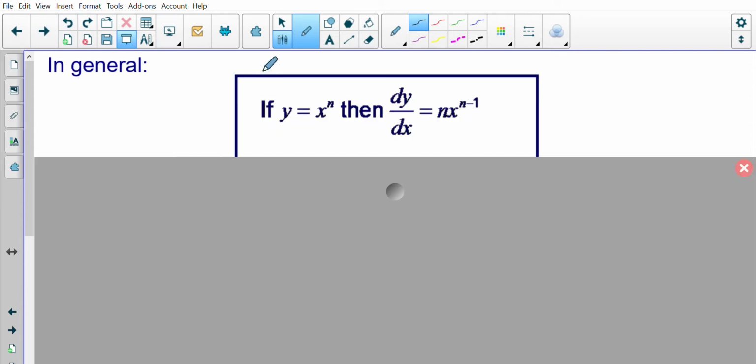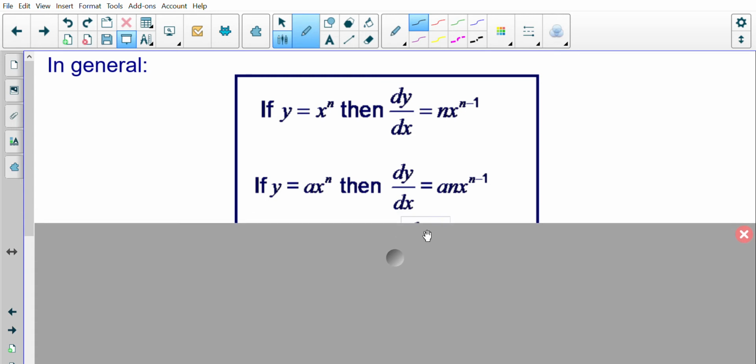If we just have a quick look at, in general notation, how we find the gradient function each time. If y is x to the n, then to find the gradient function we bring the power down in front of the x and take 1 from the power. So if y is equal to a, where a is some constant, x to the n, we still bring the power down in front, but we multiply it by that constant and we still reduce the power by 1.